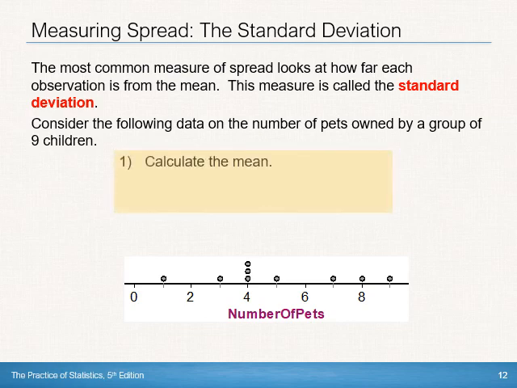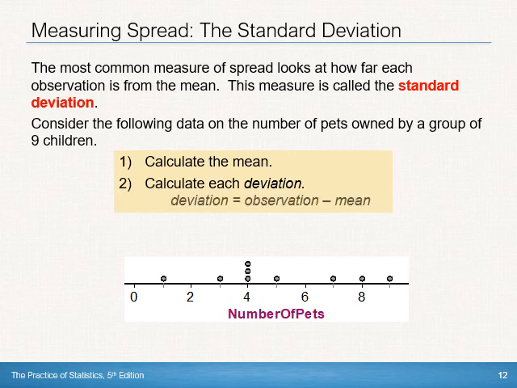All right, so let's look at calculating. In order to calculate the standard deviation, the first thing we want to do is calculate the mean. So we add up those values, 1 plus 3 plus 4 plus 4 plus 4 plus 5 plus 7 plus 8 plus 9, and then divide by the 9 children. And then we calculate the deviation for each observation. We subtract the mean from the observation value, and that gives us our deviation. So we'll have 9 different deviations.